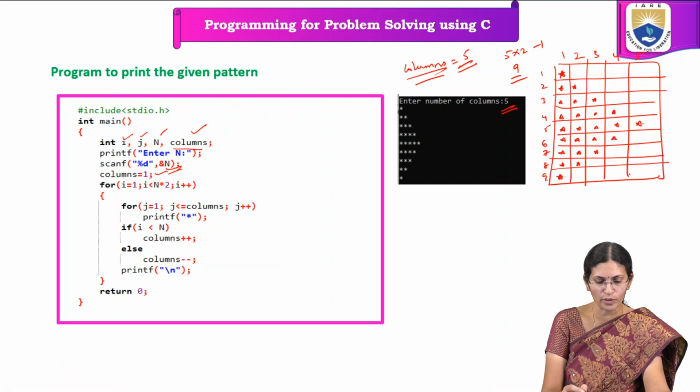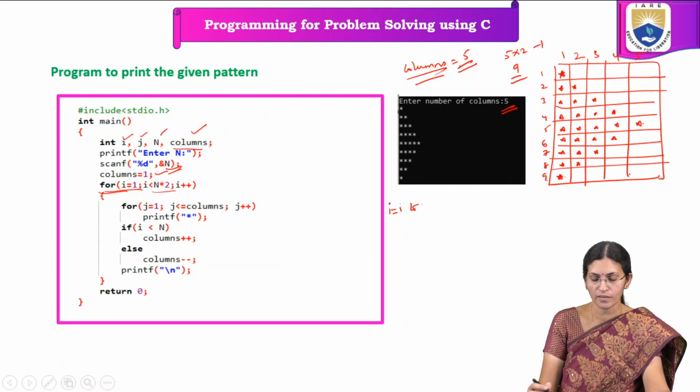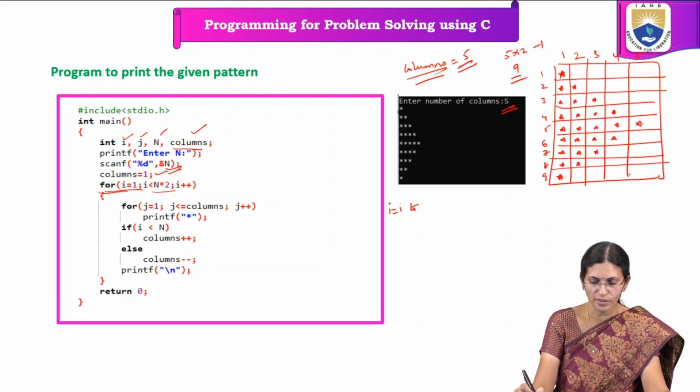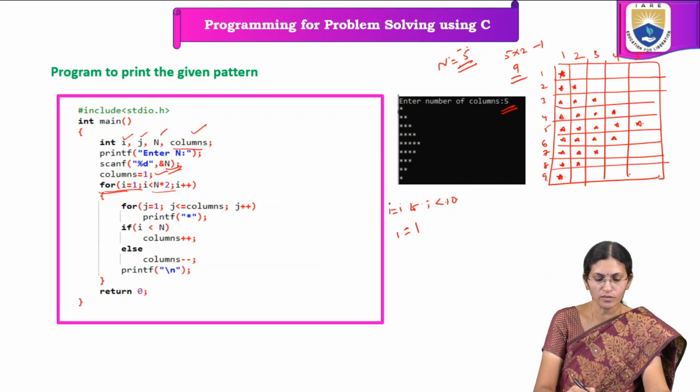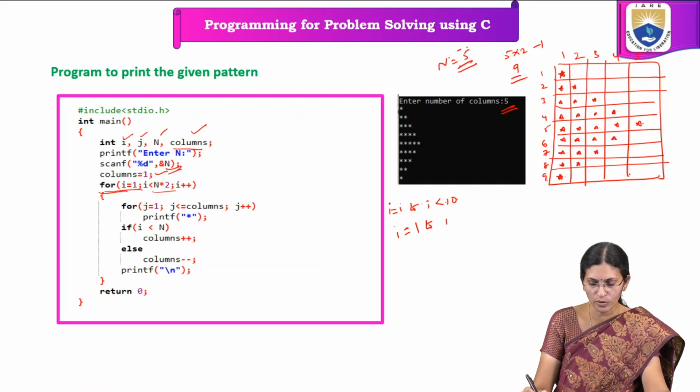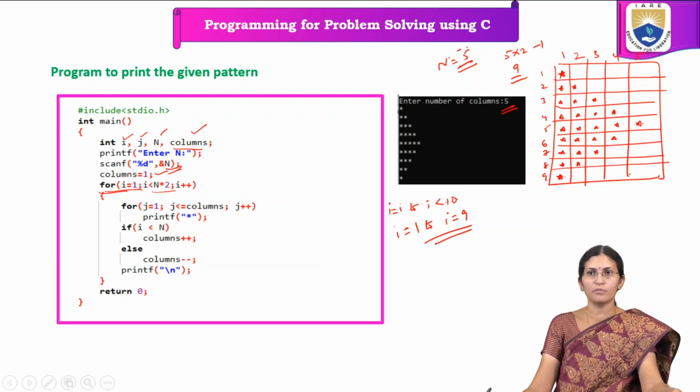Here we have used 2 for loops along with some conditions. If else statements are also used here. The outer for loop will vary from i equal to 1 to i less than n into 2 minus 1. Suppose n, which specifies the columns, is equal to 5. Then the outer loop will execute 9 times, so i will take the values from 1 to 9.